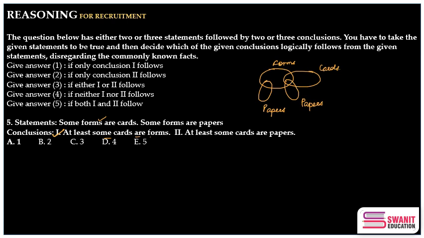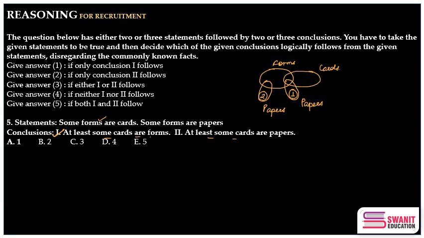Let's look for the second one. At least some cards are papers. Some cards are papers based on this diagram is correct. But how about this diagram? It's not correct. And a conclusion is only true when it is true on all the diagrams. Therefore, my first conclusion is only true.